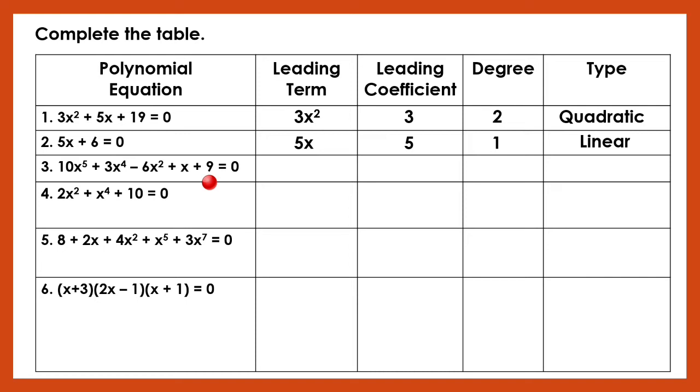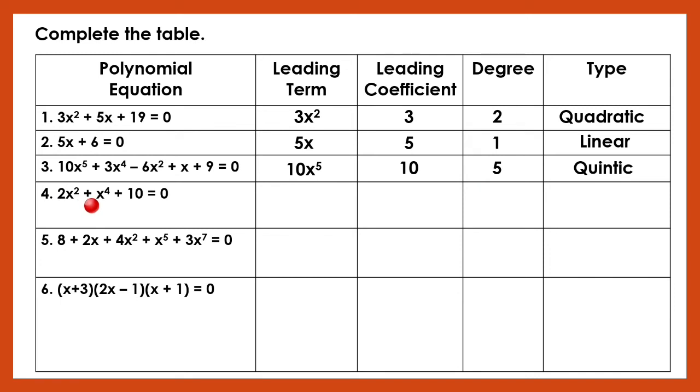What is the leading term? The leading term is 10x raised to 5, and then yung leading coefficient, yung number or numerical coefficient, that is 10. What is the degree? Yung exponent, that is 5. What type of polynomial equation kung 5 ang degree? That is quintic.